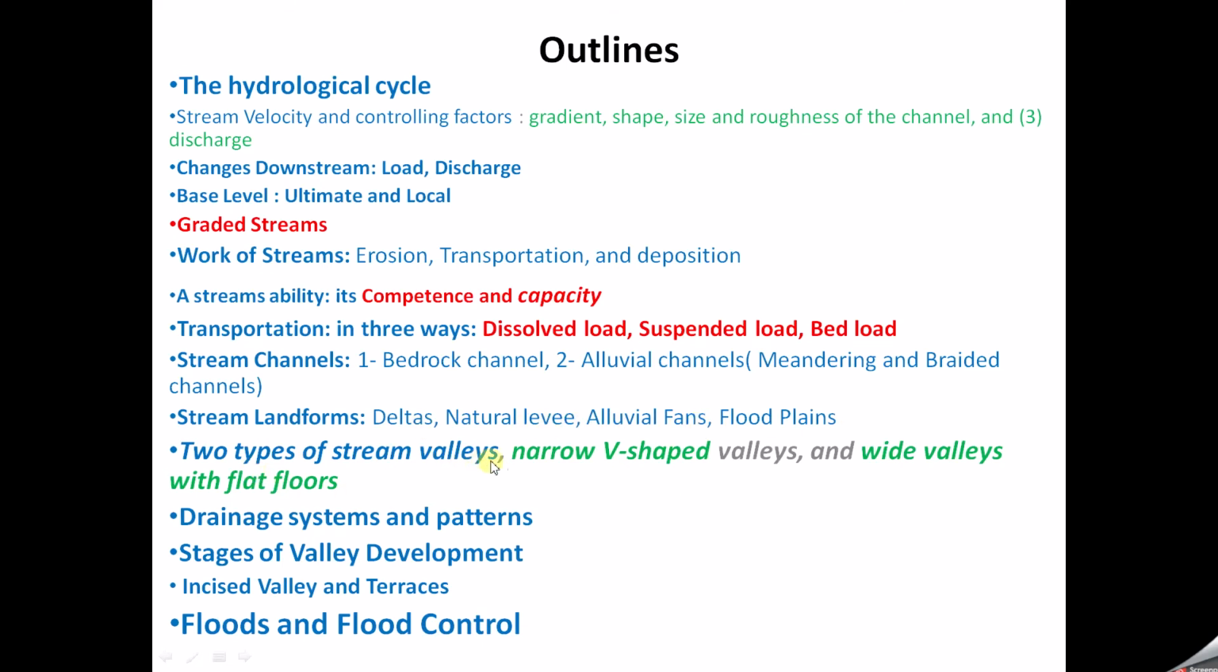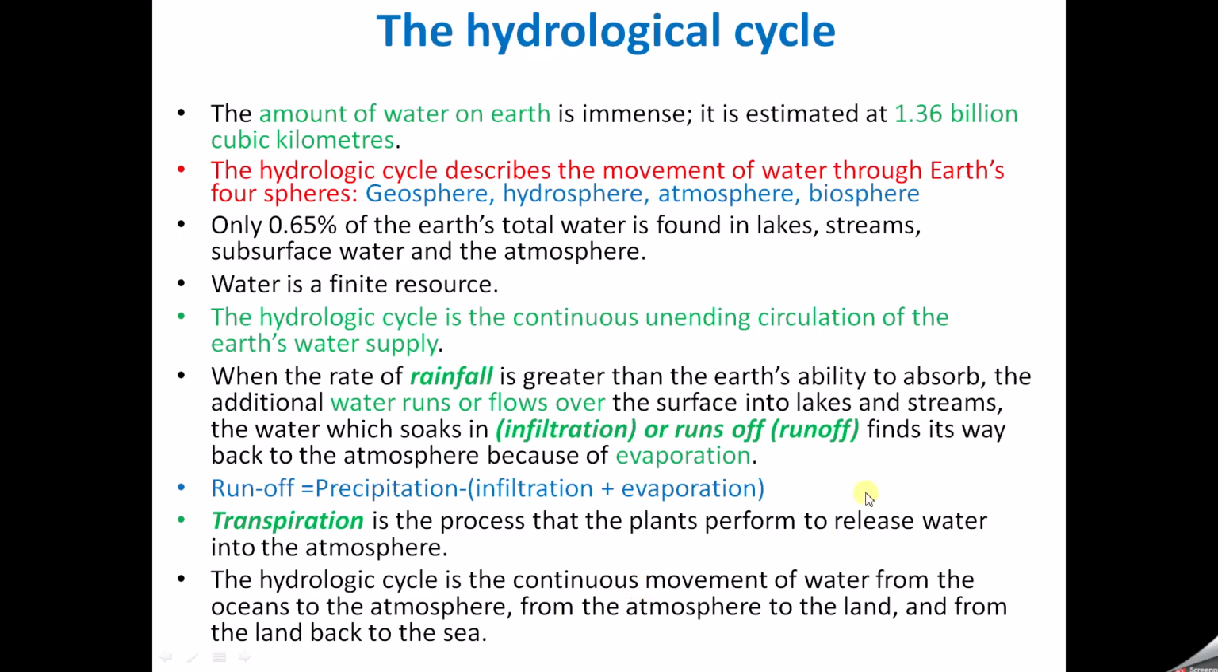There are two types of stream valleys: narrow, V-shaped valleys and wide valleys with floodplains. Then drainage systems and patterns, stages of valley development, and we'll go through incised valleys and terraces, and then floods and flood controls. Here we have a lot of definitions, and we'll make sure we focus on the main important things.